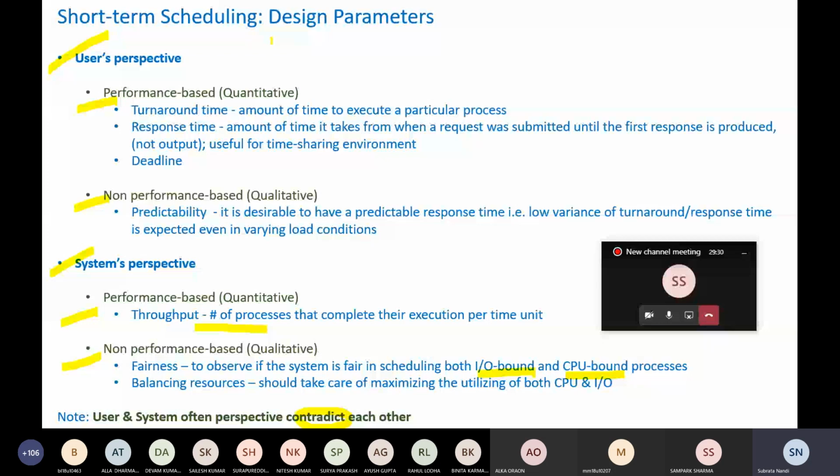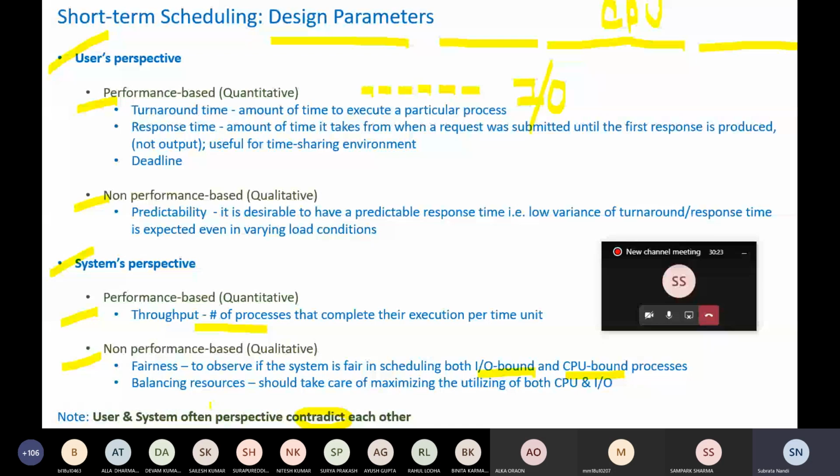So when we consider fairness, no matter whether it is CPU bound or IO bound, both should be treated in a fair way. You should not have bias towards a particular type of process.